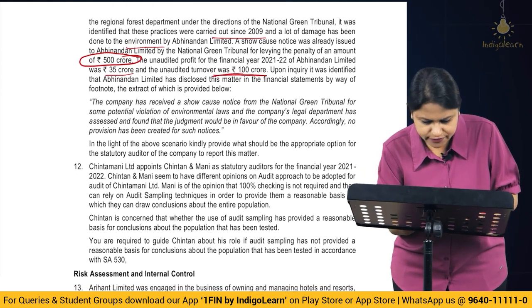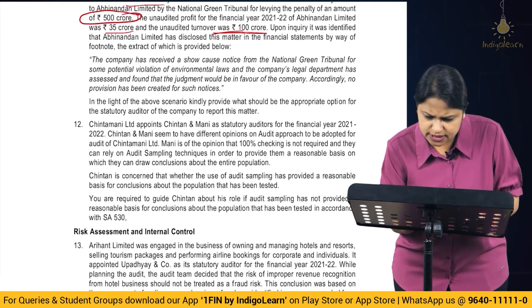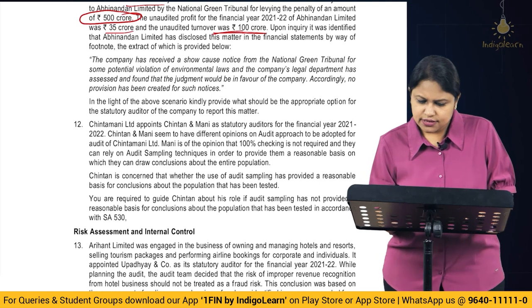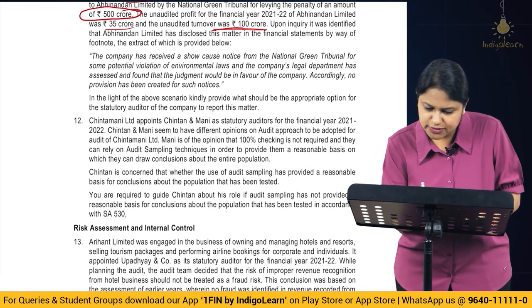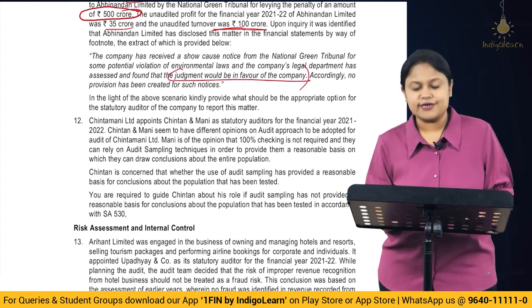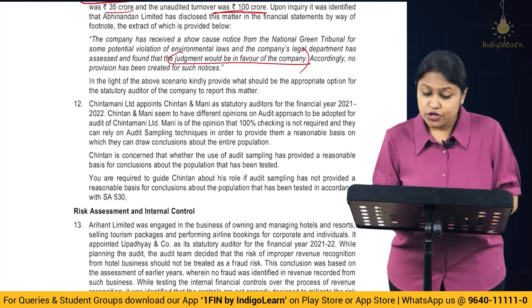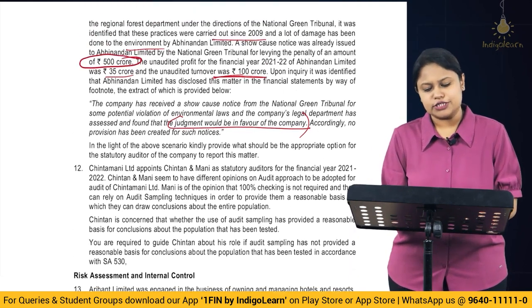Upon inquiry, it was identified that Abhinandan Limited had disclosed this matter in the financial statement by way of a footnote, the extract of which is given below. The company has received a show cause notice from the National Green Tribunal for some potential violation of the environmental laws, and the company's legal department has assessed and found that judgments would be in the favor of the company. Accordingly, no provision has been created for such notice. In the light of the above scenario, kindly provide what should be the appropriate option for the statutory auditor of the company to report on this matter.